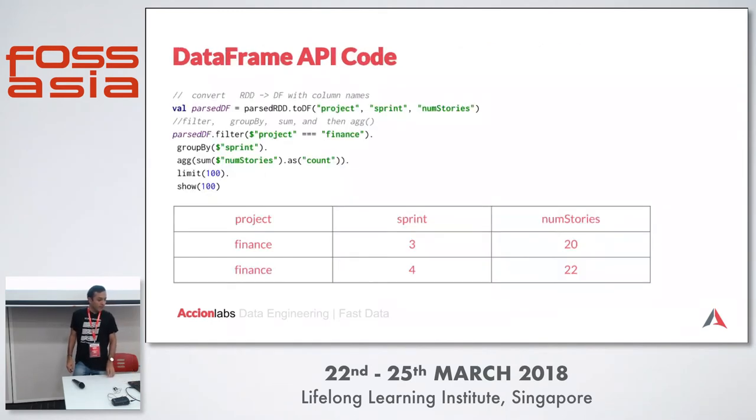So think, in this example, we'll have a data frame API code. This is same as we used with the RDD. So we have a parsed data frame, while RDD is unstructured. And if you want to make it structured, you need to convert RDD to data frame. So here you say parsedRDD.toDF, and you say project, sprint, and number of stories. And then you can apply any transformation like filter. You say project is equal to finance, and then you say group by and an aggregation of the sum and call the function count, and you say limit 100 and show 100.